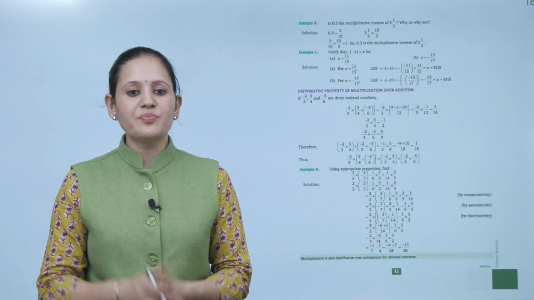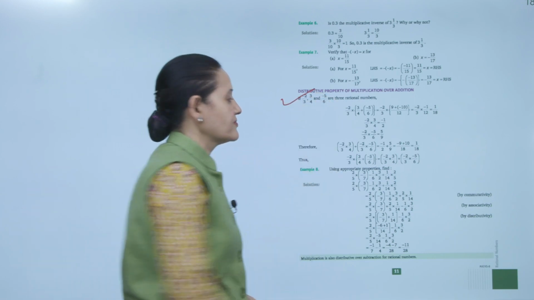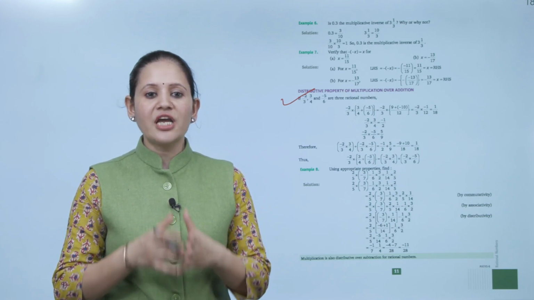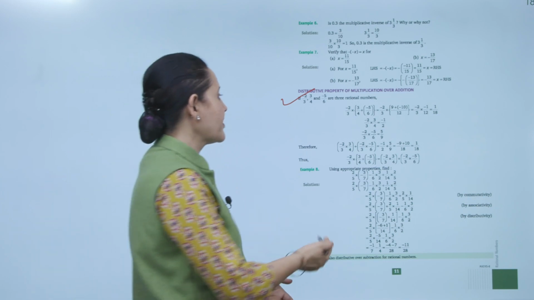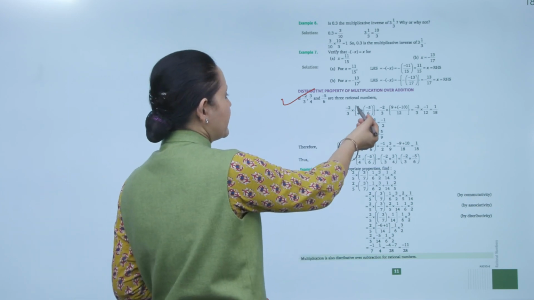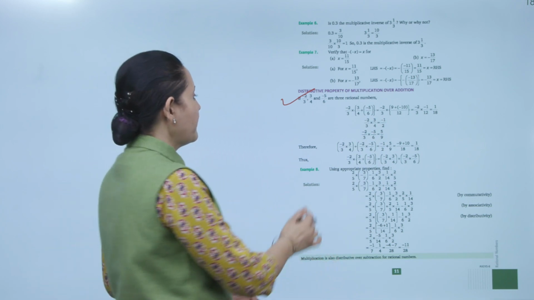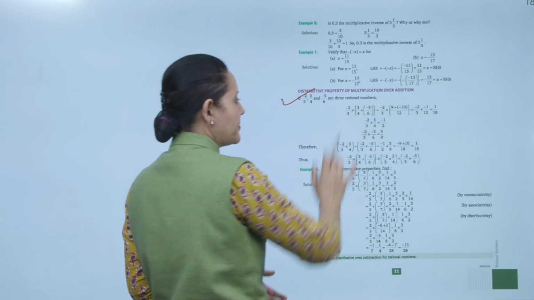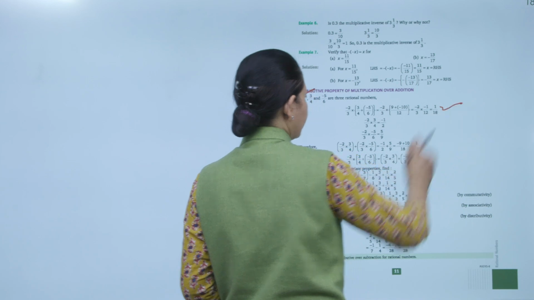Next, distributive property of multiplication over addition. If minus 2 by 3, 3 upon 4 and minus 5 upon 6 are the three rational numbers. So minus 2 upon 3 multiplied by 3 upon 4 plus minus 5 by 6. So how will we solve it? First we will add these two, and whatever sum comes, we will multiply by minus 2 by 3. So we'll get 1 by 18.